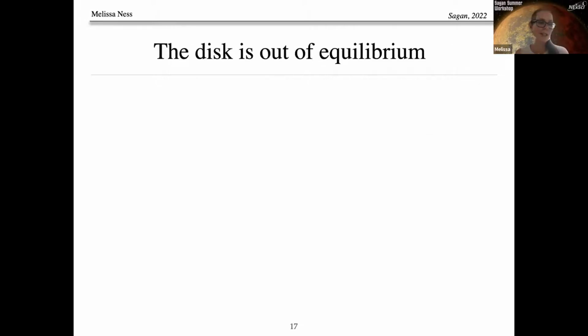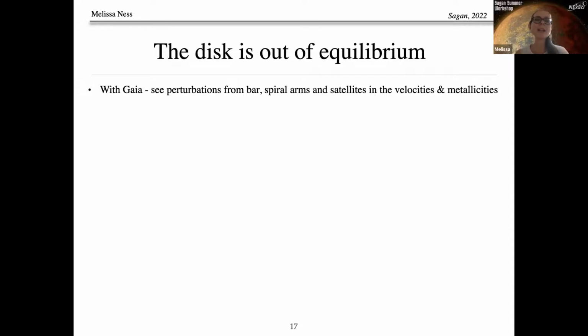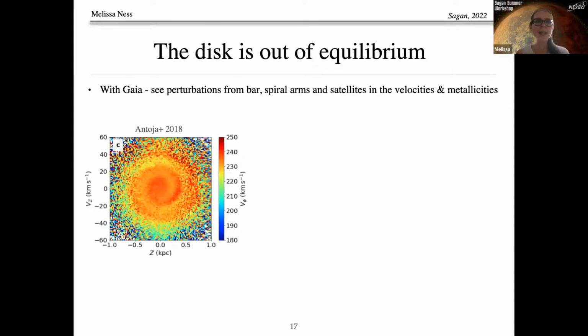We also know that the disk is out of equilibrium. And with Gaia, we can just see the perturbations from the bar, the spiral arms, and the satellites in the velocities and the metallicities of stars. This is a really nice example of seeing a perturbation. This is the so-called Antoja spiral, from a paper by Antoja in 2018. This is looking at, for many, many stars in the solar neighborhood, the Z versus VZ. That is their height from the plane versus their up and down motion in the plane, colored by their rotational velocity. And you can see this traces out this spiral.